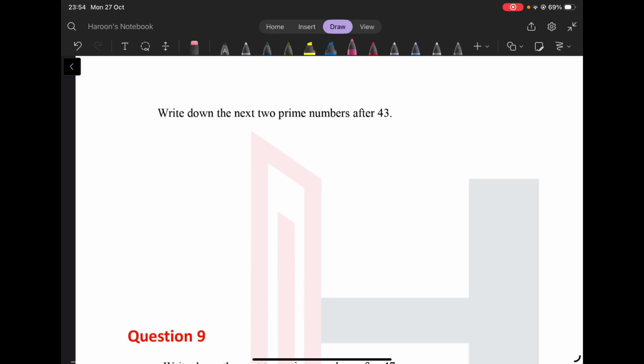Next, write down the next two prime numbers after 43. 45 is in the table of 5, that is out. Next, odd number 47. 47, yes, it is a prime number. And 49, no, because this is in the table of 7. And 51, no, table of 3. Then 53, yes, 53 is a prime number. These are the next two prime numbers.